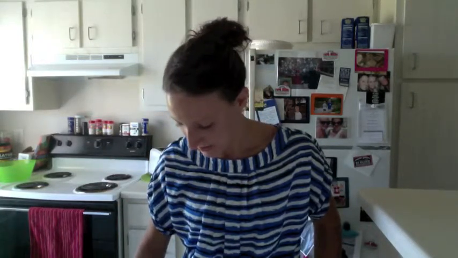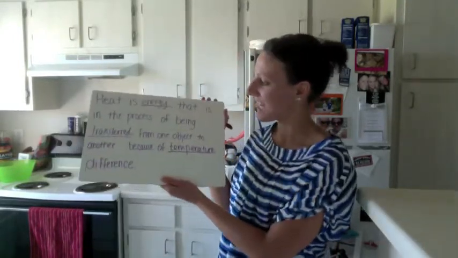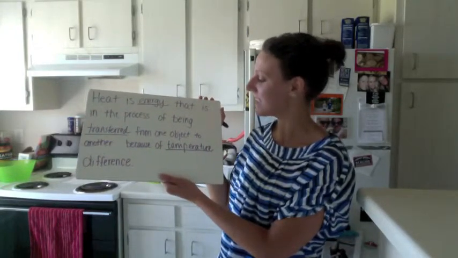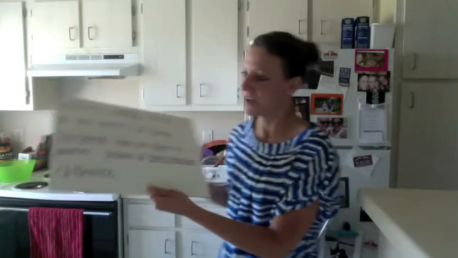Heat is energy. And the second blank, Lisa? That is in the process of being transferred. And our last blank, Cassandra? Because of, yes, temperature difference. So now let's look at our full definition. So heat is energy that is in the process of being transferred from one object to another because of temperature difference. Okay, so we're going to talk about this more later in our demonstration.